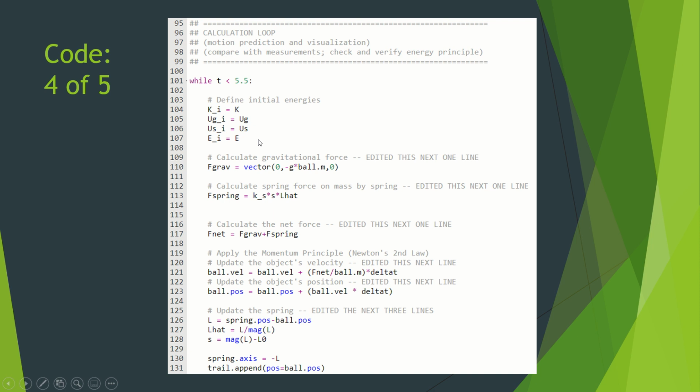Then we have our calculation loop, which we first start by defining all our initial values going into each loop. Then we find the force due to gravity, which is just the acceleration times the mass. Then we find the spring force, which is the spring stiffness times the distance stretched times L hat, which gives us our direction. We add these together to get our net force, and then we use our velocity update formula derived from Newton's second law to get the updated velocity, as well as the position update formula to update the ball's position as it moves around attached to the spring. So we update L and then L hat and then S. Same equations from earlier, just we're updating them each loop. And then I used negative L to plot my spring in order to track the ball properly.